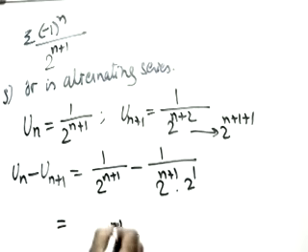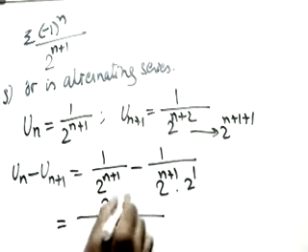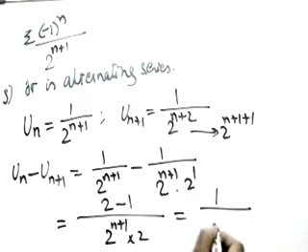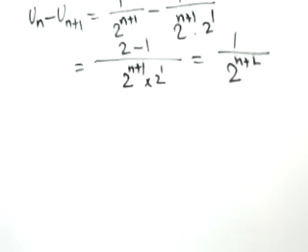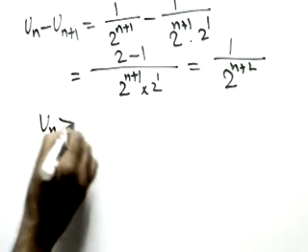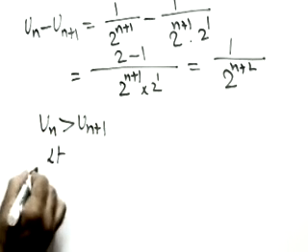So let me take common here, or you take the LCM. 2 power n plus 1 into 2 is the LCM. So you get 2 here minus 1. 2 minus 1 is 1 divided by 2 power n plus 2. So this is a positive number. Therefore the first condition is satisfied, that is un greater than un plus 1.